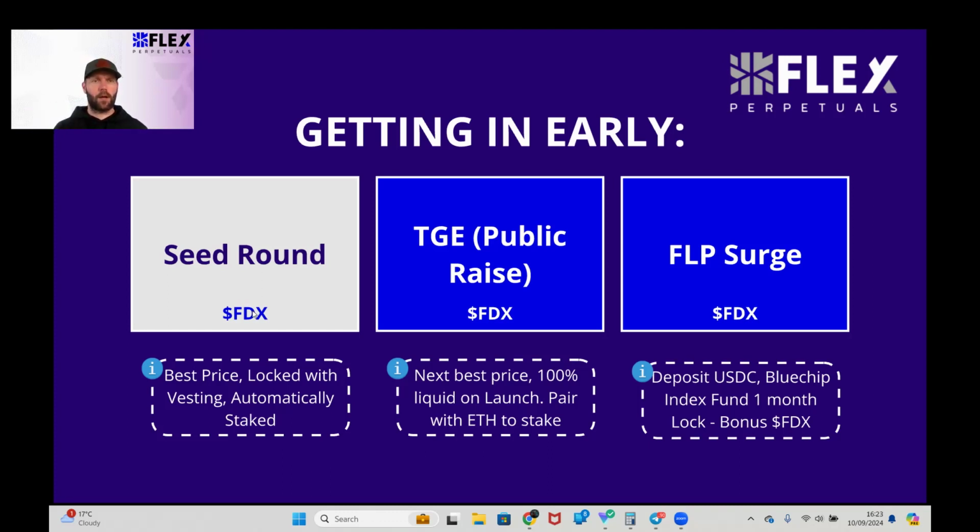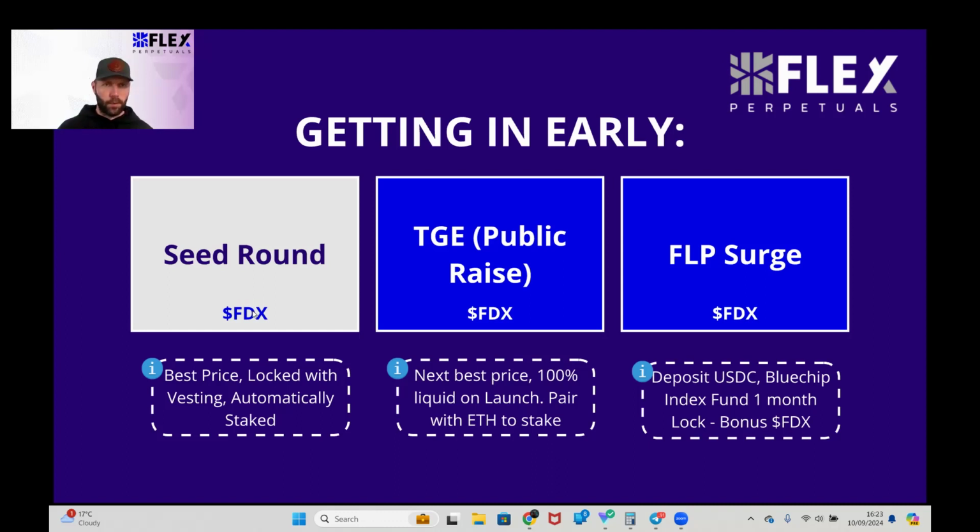So the seed round gets you FDX tokens, the TGE gets you FDX tokens, and then finally we have the FLP surge. So in our platform, we have a liquidity pool called the FLP, and this is what's called a market making liquidity pool. So essentially, you as a provider, a participant in the FLP, you're providing the liquidity that the leveraged traders need to be able to trade with leverage. The FLP is the counterparty to the leveraged traders. And so it works a bit differently to the other yield opportunities.